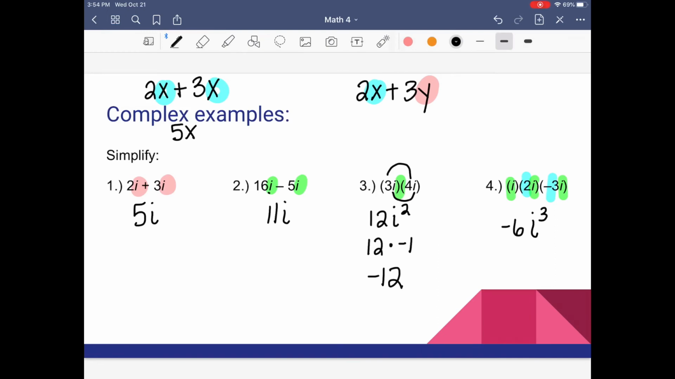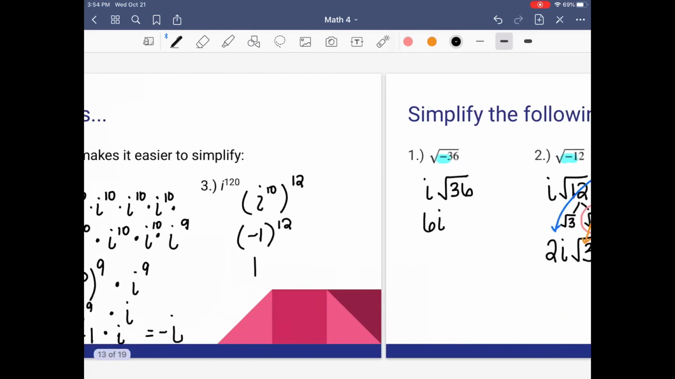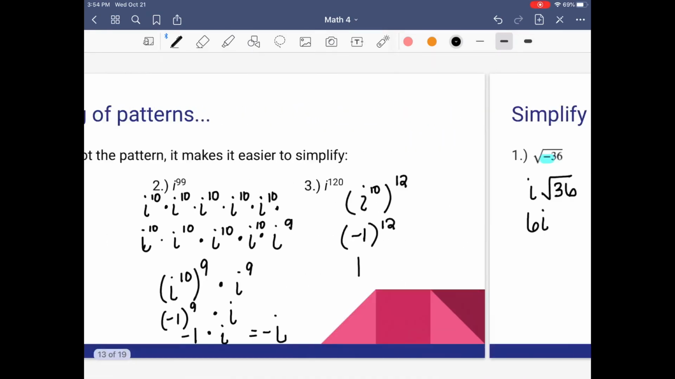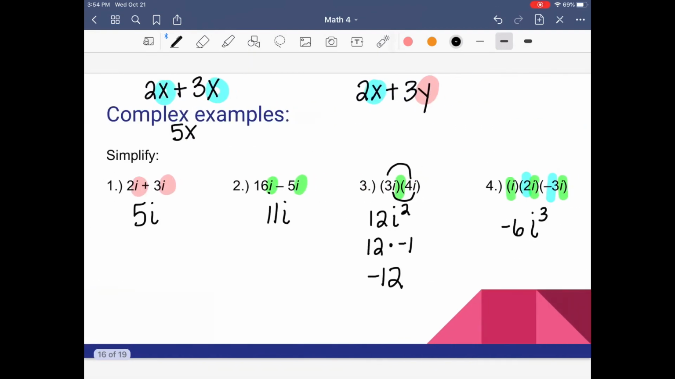All right, so we know from our previous problems, and you're going to start to learn these as we do them, we have i to the third power equals -i. So we have -6 times -i. So -6 times -1, technically there's a -1 in front, is going to be +6i.